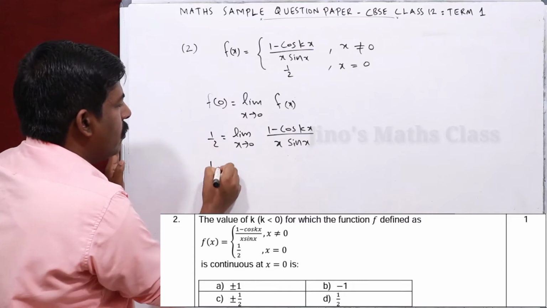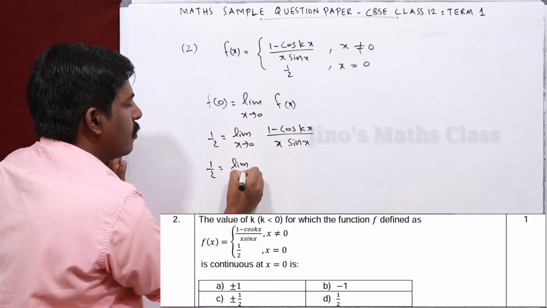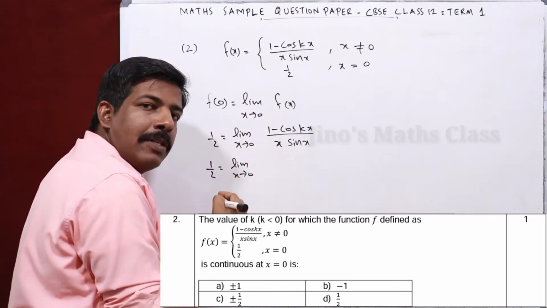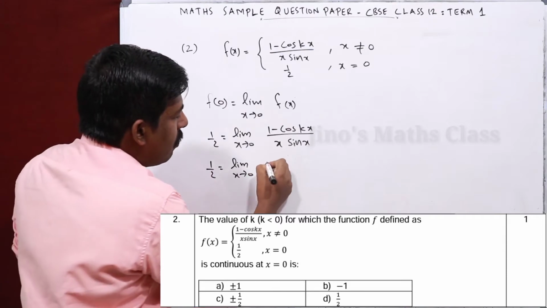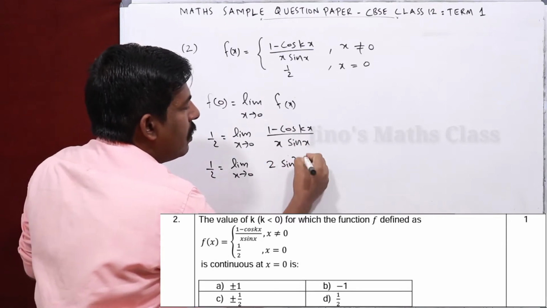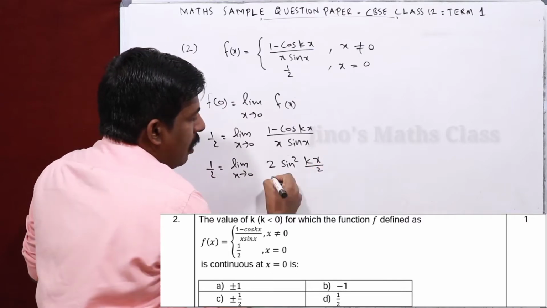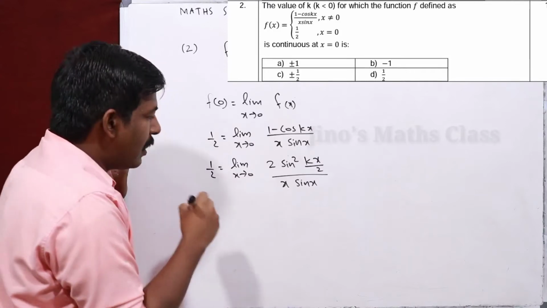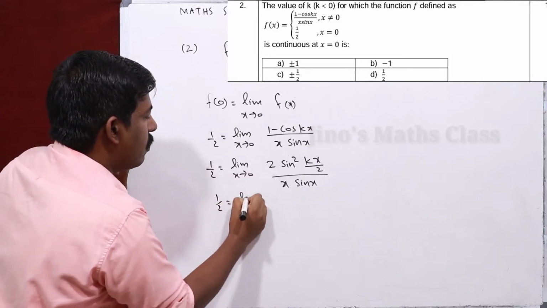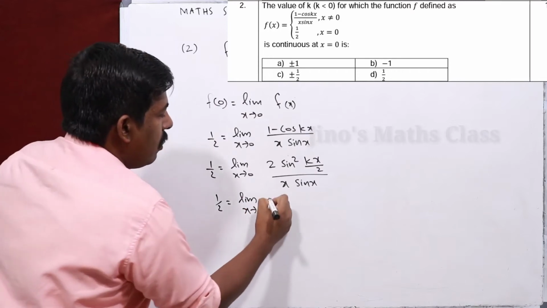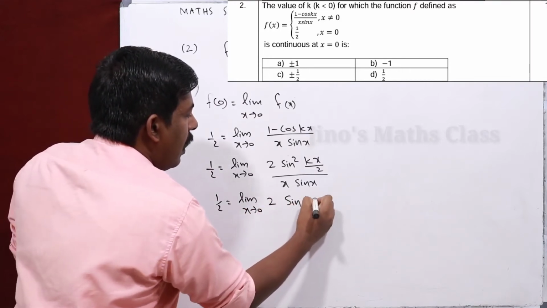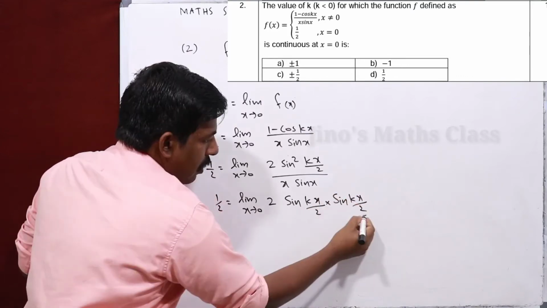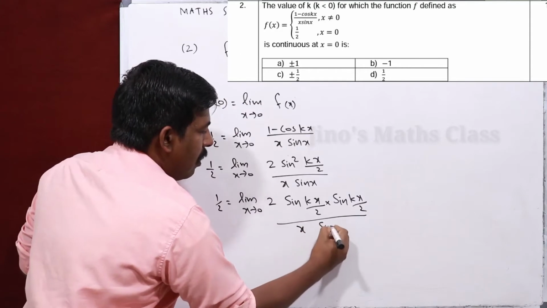So 1 by 2 is equal to limit x tends to 0. We already know 1 minus cos theta is equal to 2 sin square theta by 2. So we can write like that. We will get 2 sin square, but instead of theta here we have kx, so kx by 2, divided by x sin x. Now we have to make some rearrangements. So 1 by 2 is equal to limit x tends to 0, 2 sin kx by 2 into sin kx by 2 divided by x sin x.